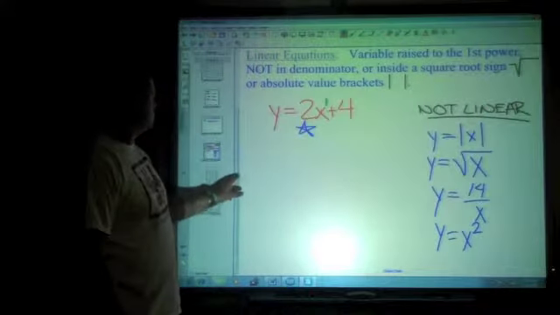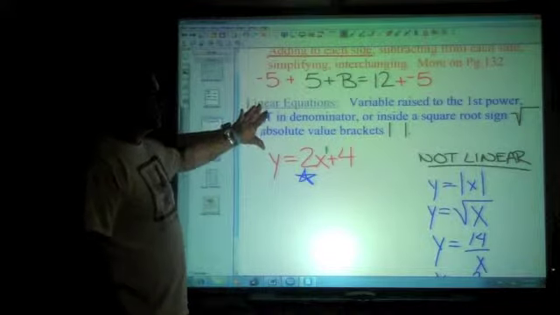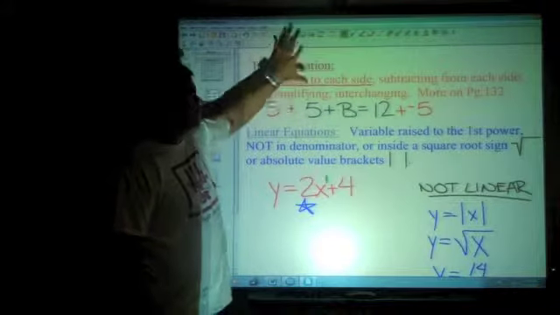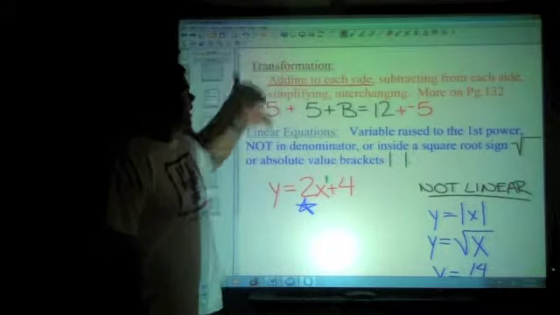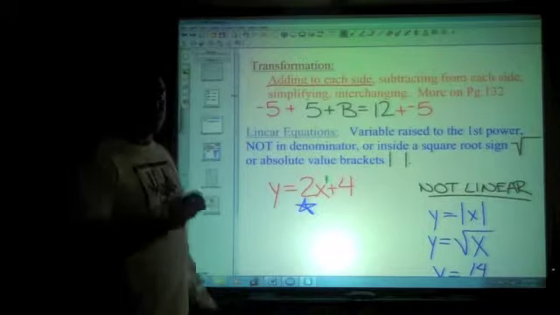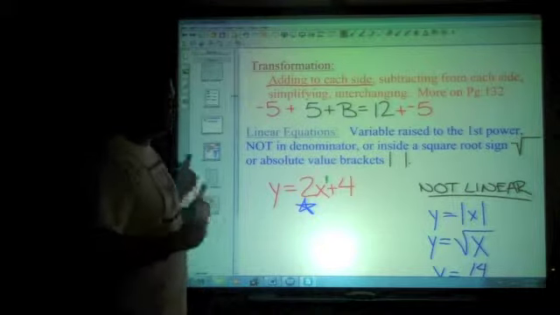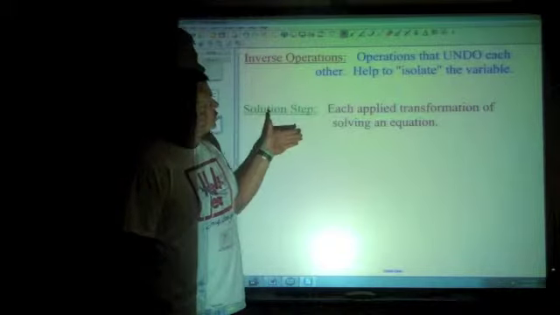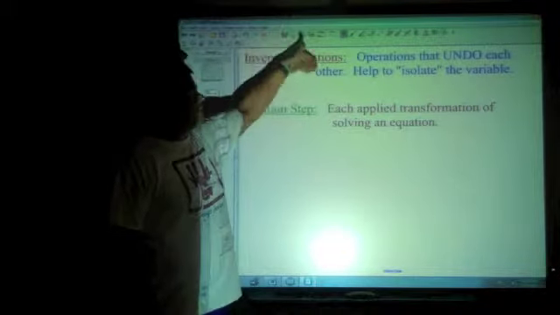Alright, so these are some definitions about what a linear equation is, what we're going to be dealing with to solve. This is the idea of what you do to one thing, you must do to the other, to keep things transforming, changing the appearance, but not changing the value of an equation, just how the equation looks. And each step that we use is called a solution step, and we'll be using inverse operations.